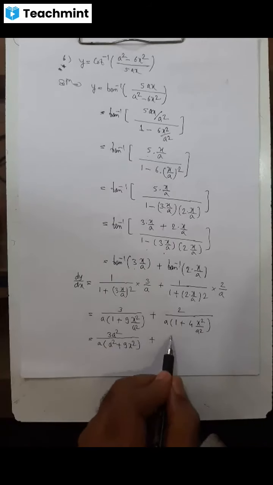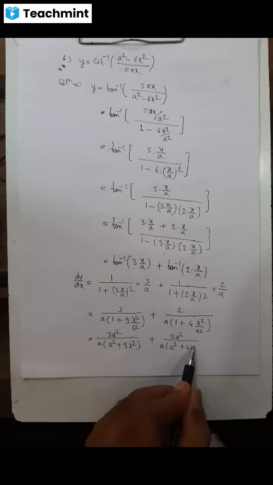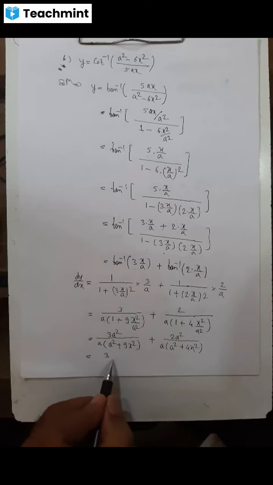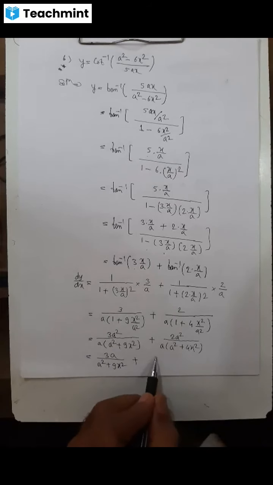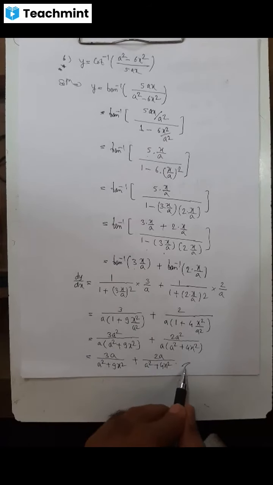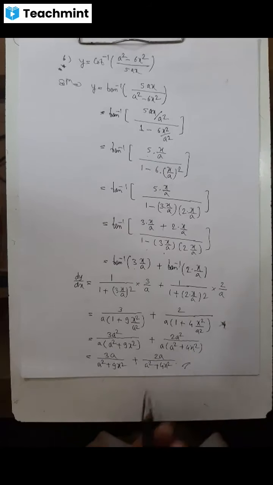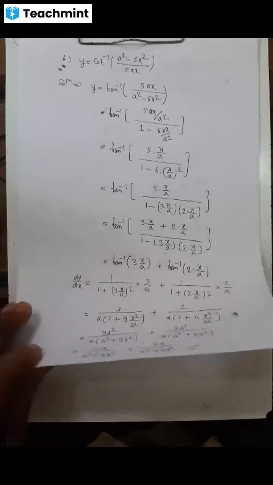Similarly, a square goes to the numerator, 2a square divided by a, cross multiplication a square plus 4x square, and 1a can be cancelled here and we get 3a divided by a square plus 9x square plus 2a divided by a square plus 4x square. After simplification we get this, or you can put the answer in this form also. Right? Solution completed here also. So solution completed.